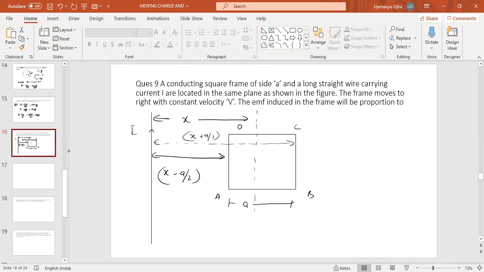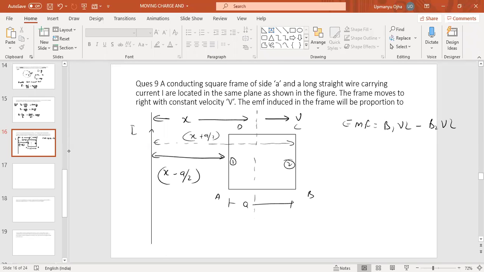Now the EMF induced will be equal to V1 minus V2. Let us suppose this end is wire one and this is wire two: B1 VL minus B2 VL. The loop is moving in this direction with velocity V. For DC and AB the EMF will not be induced, they will have the same potential, but AD will be B1 VL and BC will be B2 VL.